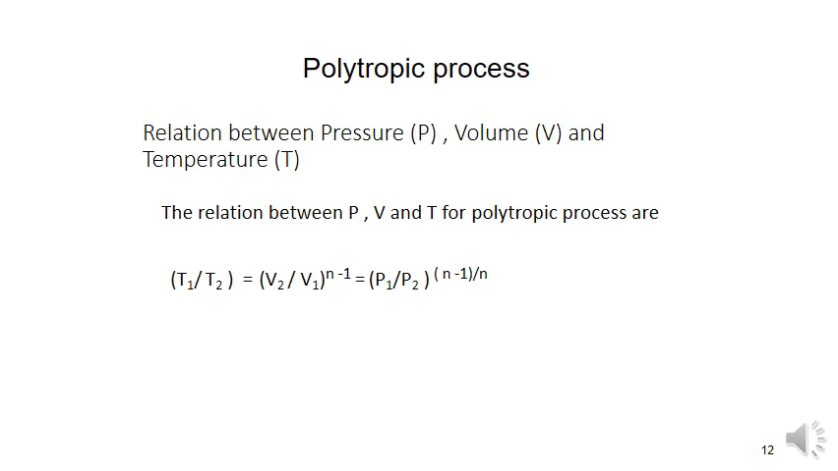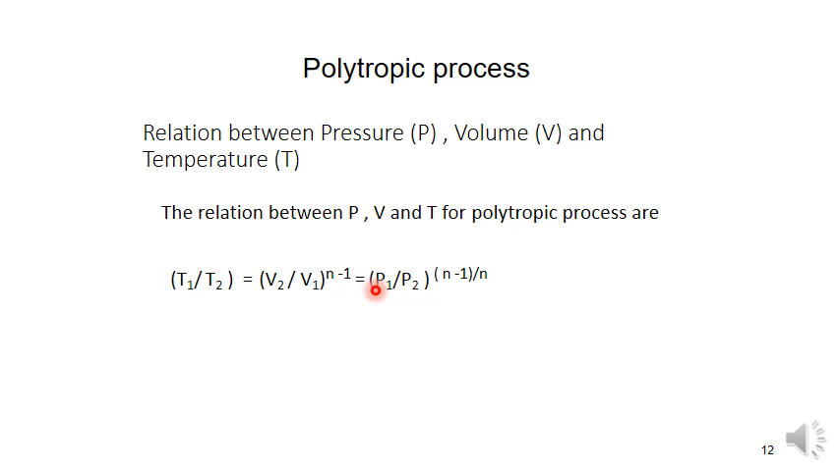So the relation between P, V and T for the polytropic process, same as an adiabatic process, they are simply replacing gamma with an n. So T1 by T2 is equal to (V2 by V1) whole power n minus 1, is equal to (P1 by P2) whole power n minus 1 by n. Here n is the polytropic index, whereas gamma is in the adiabatic process, so that's why it is called the adiabatic index. So in this you have to remember a total of three formulas.